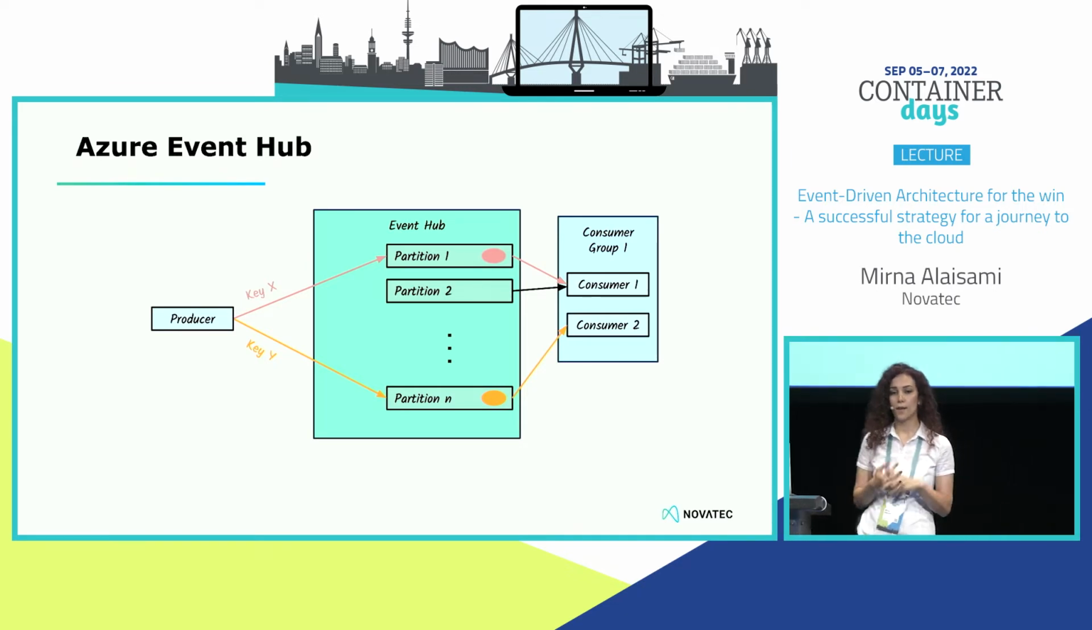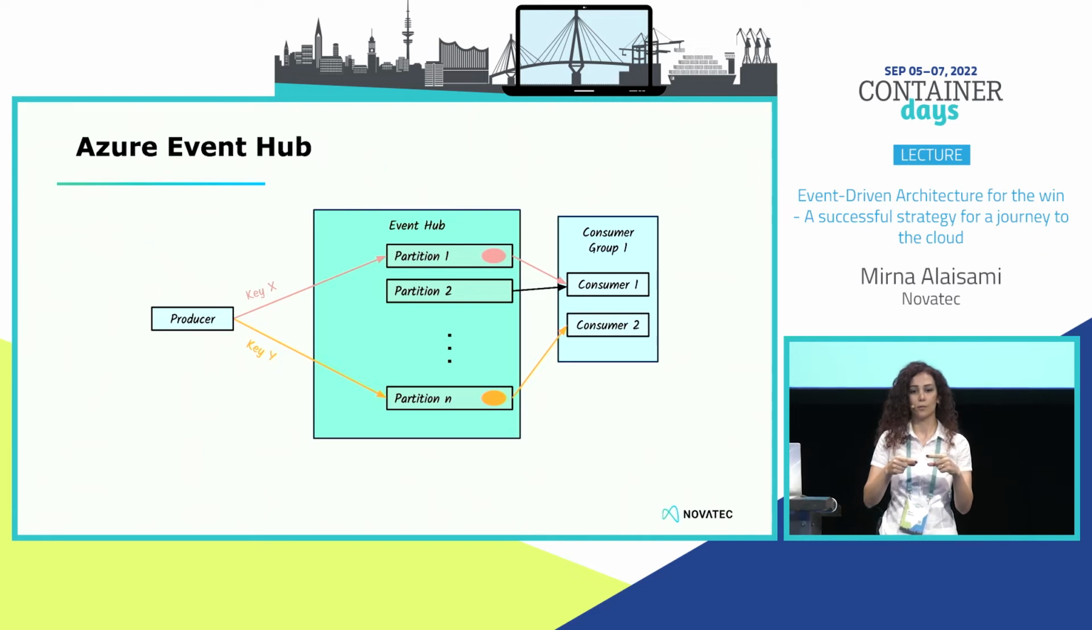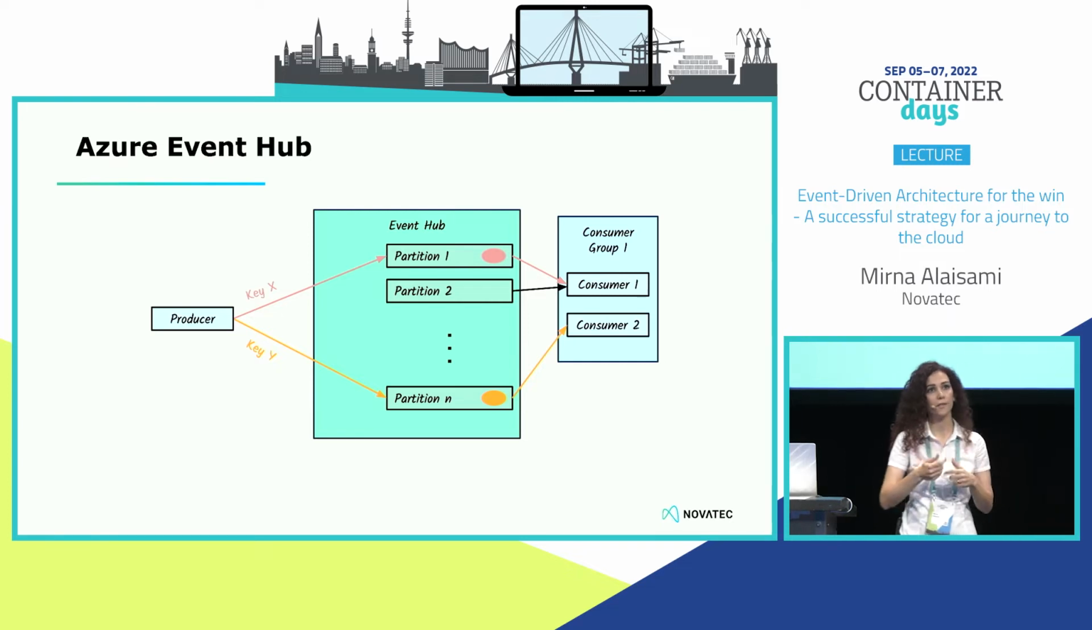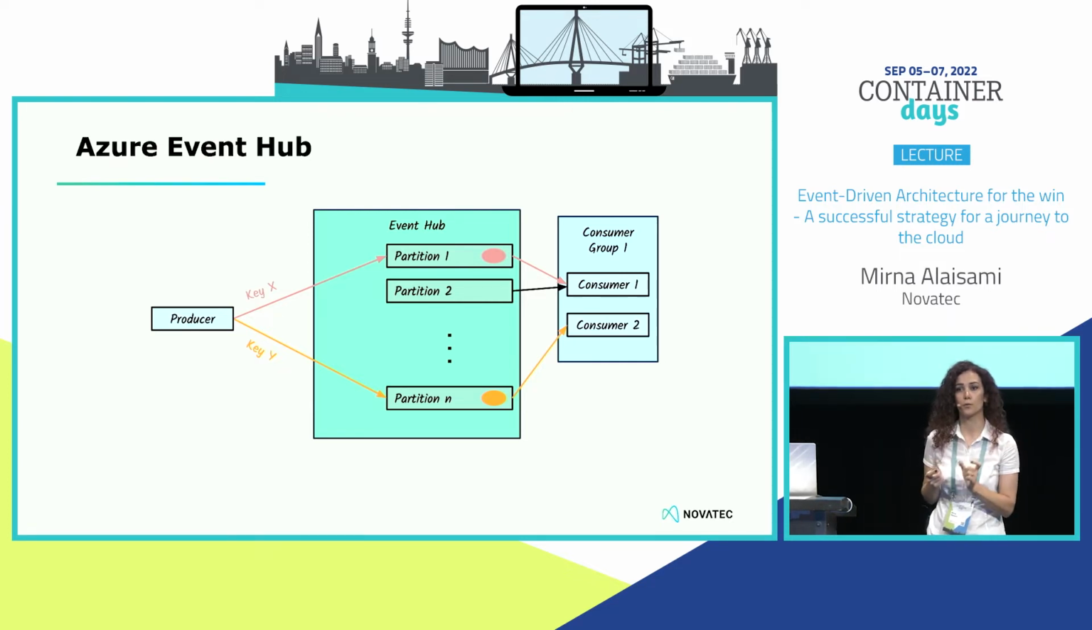And the events on one event hub will be distributed among the different consumers in one consumer group. The consumer group will make sure that it receives all the events from all the partitions. However, each consumer in that consumer group will get only the events from a subset of those partitions.